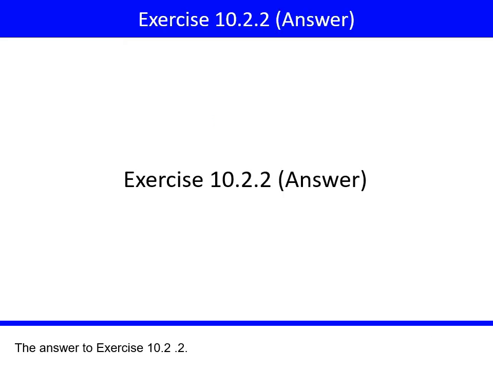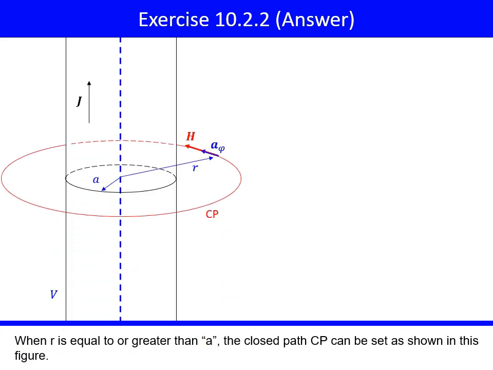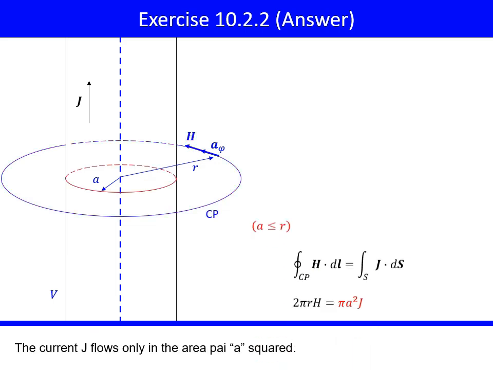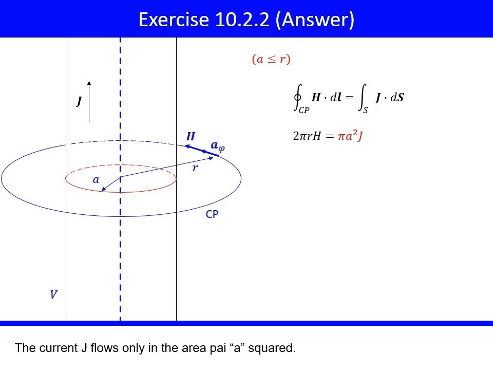The answer to exercise 10.2.2. When R is equal to or greater than A, the closed path CP can be set as shown in this figure. The current J flows only in the area pi a squared. H is obtained as shown in this equation.